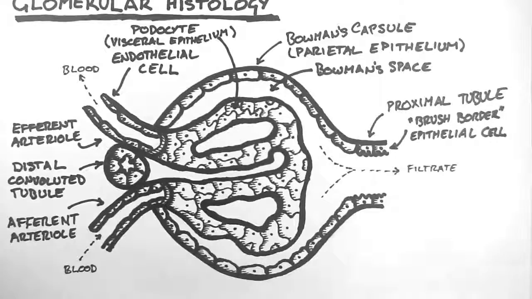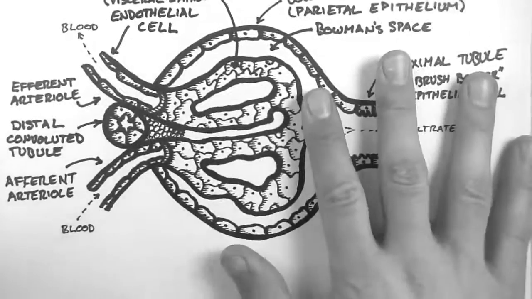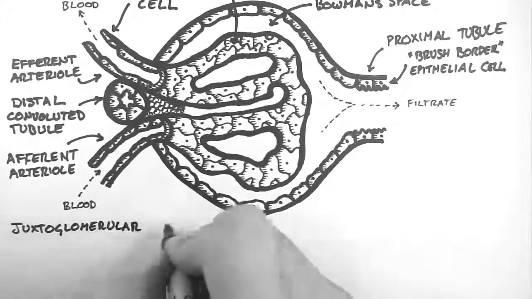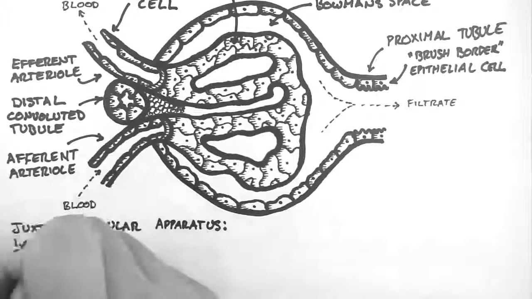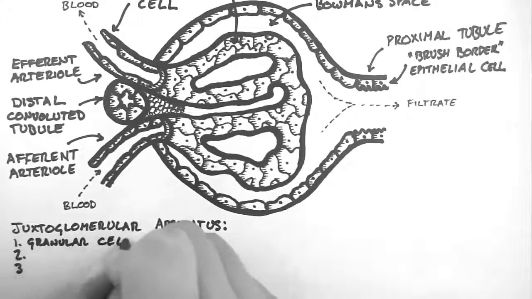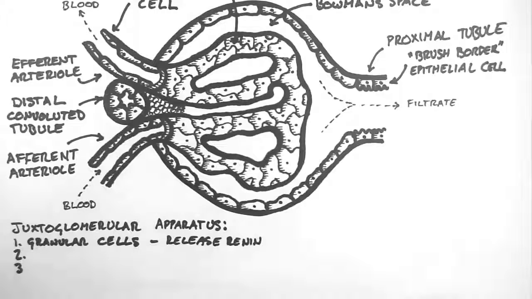Between the distal convoluted tubule and the glomerulus, there is a highly specialized group of cells called the juxtaglomerular apparatus. Again, not to be confused with the juxtamedullary nephron, which is something else entirely. So I want to talk about the juxtaglomerular apparatus because it is super important. There are three cell types in the juxtaglomerular apparatus. The first are granular cells, and they produce renin, which is the start of the renin-angiotensin-aldosterone system, which is really important in controlling blood pressure.